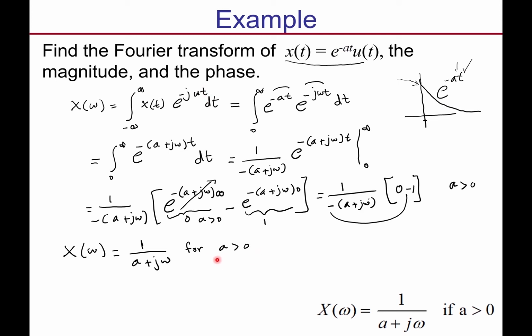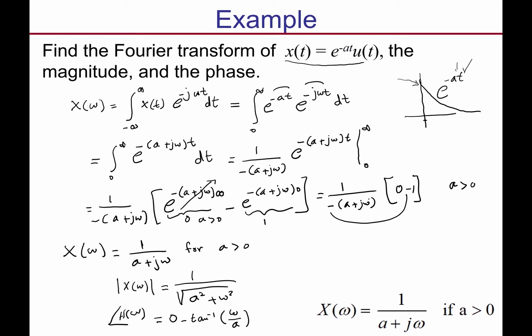So this condition is important. Now, if I want to find the magnitude of X of omega, in the numerator, it's 1. In the denominator, it will be the square root of a squared plus omega squared. And if I want to find the phase, the numerator is 0 angle. The denominator will be minus tan inverse of the imaginary divided by the real.